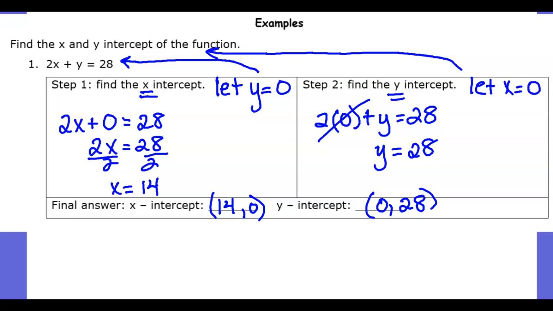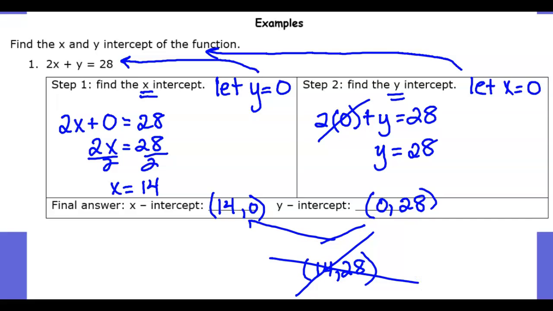Notice what I don't do is combine these two into one ordered pair of 14, 28. That's a common mistake. Do not do that. They're two separate points. 14, 28 isn't even an ordered pair that's on the x or the y axis, so one of those has to be 0. So when we do it this way, we've got two separate points.